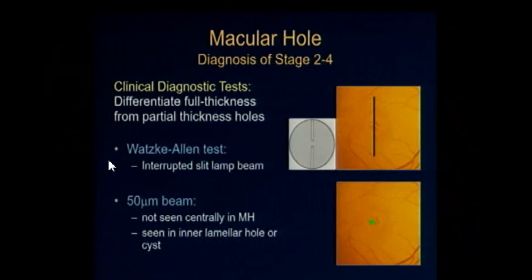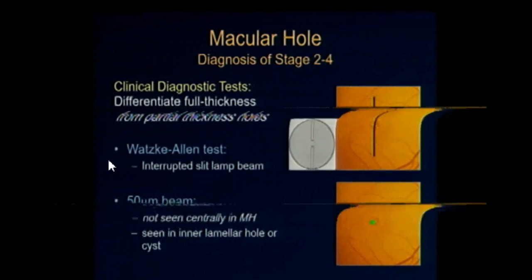You can also take the patient to the laser machine and put a very small aiming beam, without laser, just the aiming beam at 50 microns, and try to center it in the center of the hole and ask if the patient sees it. If the patient doesn't see it, then that is a full thickness hole. This is a poor man's OCT, all right?